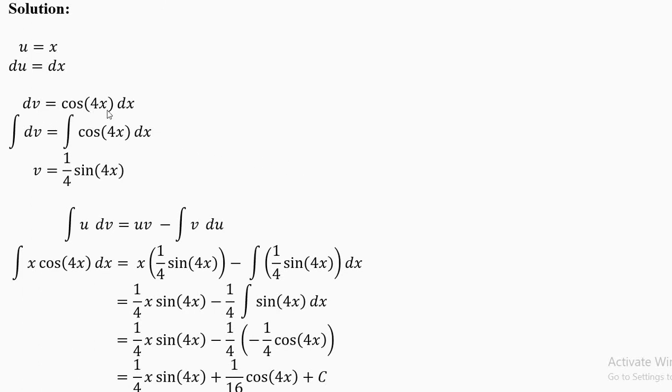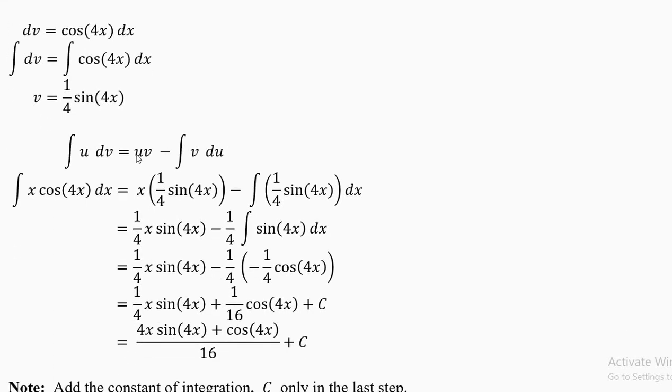Now dv equal to cos 4x dx, integrate, you will get v equal to 1 over 4 sine 4x. It is plus 1 over 4, not the minus. When you integrate cosine, you get a plus sign with that number. Now the main rule is integral u dv equal to uv minus integral v du. Copy the v, which is 1 over 4 sine 4x. Please open a bracket to avoid mistakes. You can remove the bracket in the next step.